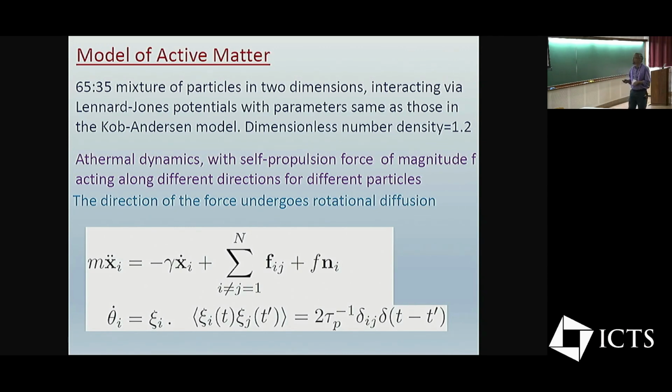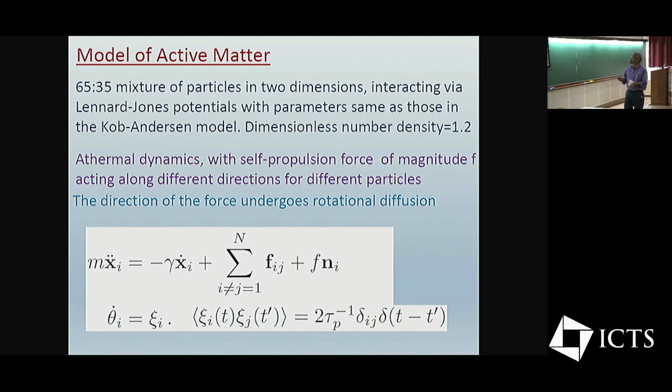It's basically Langevin dynamics. You have a force on each particle. The left-hand side, of course, is mass times acceleration. And you have a frictional force. And then you have forces coming from the interaction of this particle with the other particles. And then on top of that, I add this active force, which will come with magnitude F.